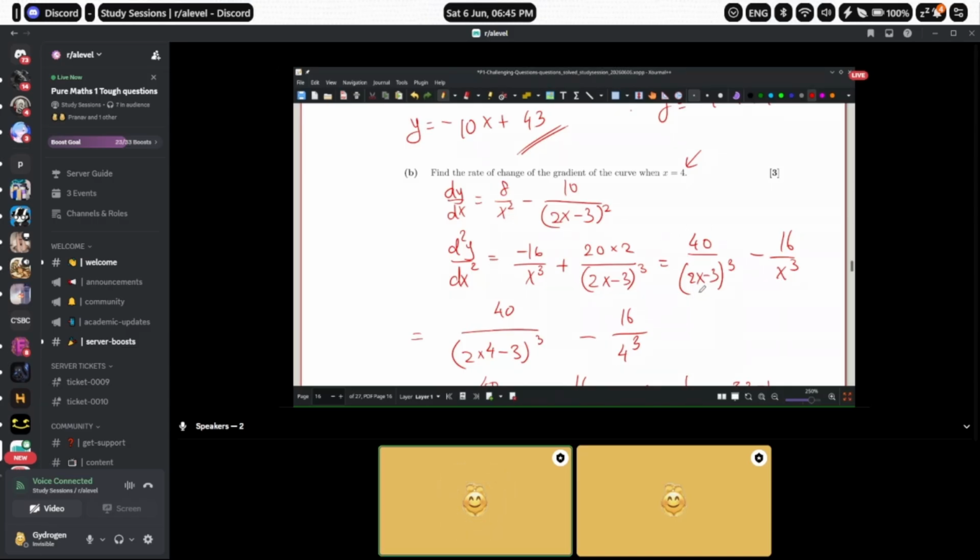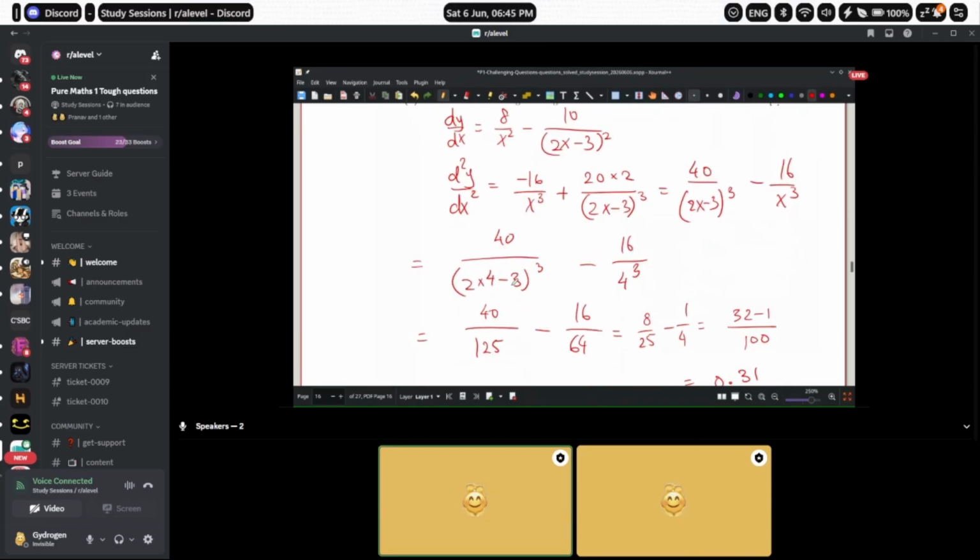40 over 2x minus 3 cubed minus 16. 2 times 4, 5 cubed.